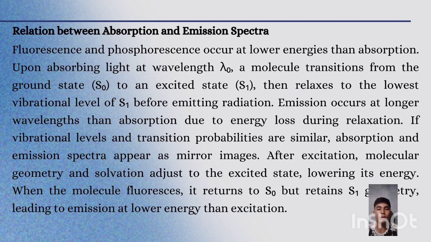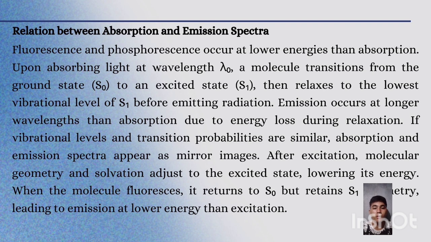So let's come now to the relationship between the absorption and the emission spectra. When a molecule absorbs light, it gets excited from the ground state to a higher energy level. Before it emits the light, it releases some energy inside, then goes back down by emitting light, and this is called fluorescence or phosphorescence. Because some energy is lost during the process, the light that comes out, or the emission, has a lower energy than the light that was absorbed. That means emission happens at a longer wavelength than absorption.